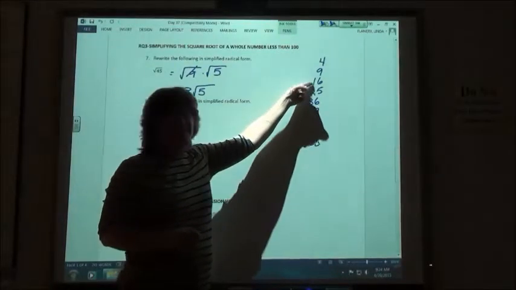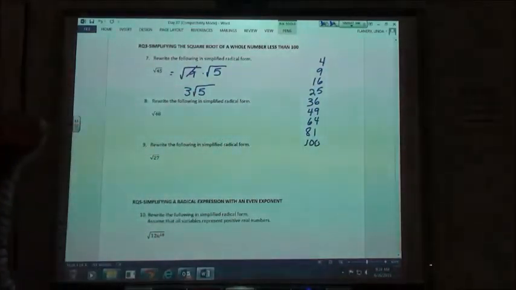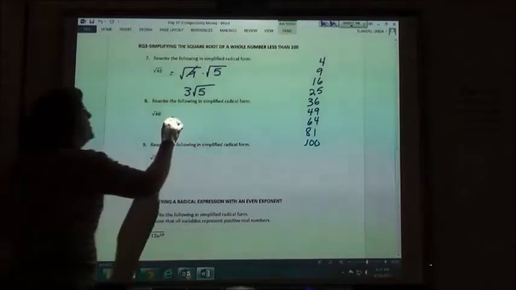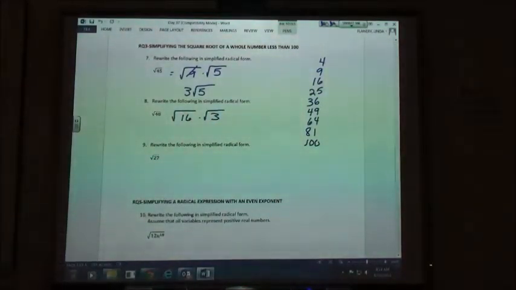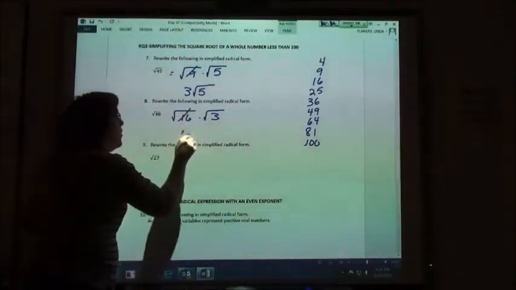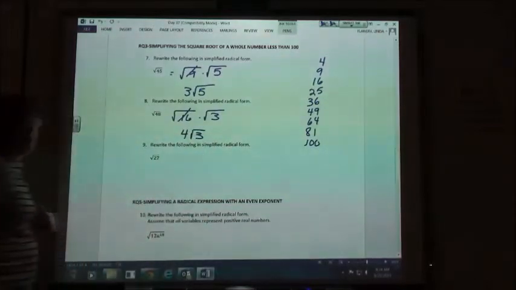36 too, 16. 16 times 3 is 48, right? So I want to write this as the square root of 16 times the square root of 3. Square root of 16 is? 4. So I get 4 square root of 3 for my answer.